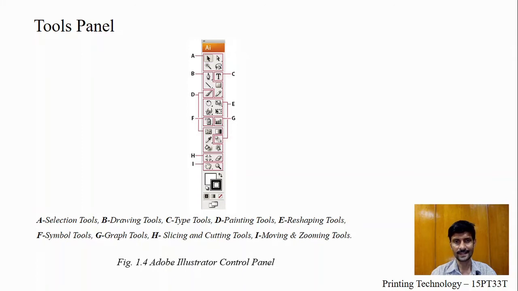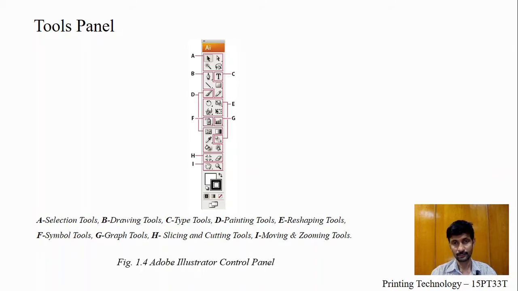Next we have slice and cutting tools. With the slicing and cutting tools, the artwork which has been created can be individually sliced and cut, which helps in web applications or other applications. And finally we have moving and zooming tools. With the moving tool, we can move any artwork using the hand tool without using any other. That is the difference between the moving tool and the move tool.